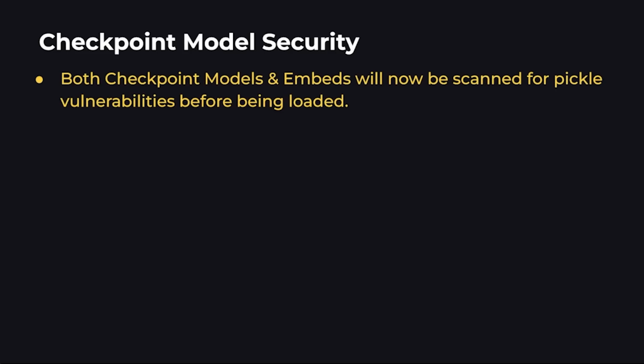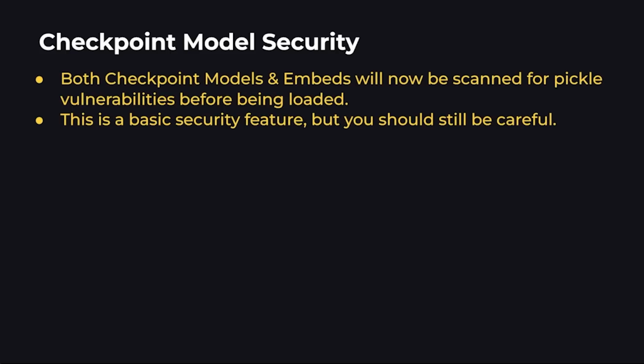Invoke 2.2 also has introduced checkpoint model security. Both checkpoint models and embeds will now be scanned for pickle vulnerabilities before being loaded. If you're not familiar with the term pickle, it's related to the file type that checkpoint models and embeds use. And there are vulnerabilities that can be exploited if you download a model or an embed from an untrusted or malicious source. Pickle scanning is a basic security feature, but you should still be careful.